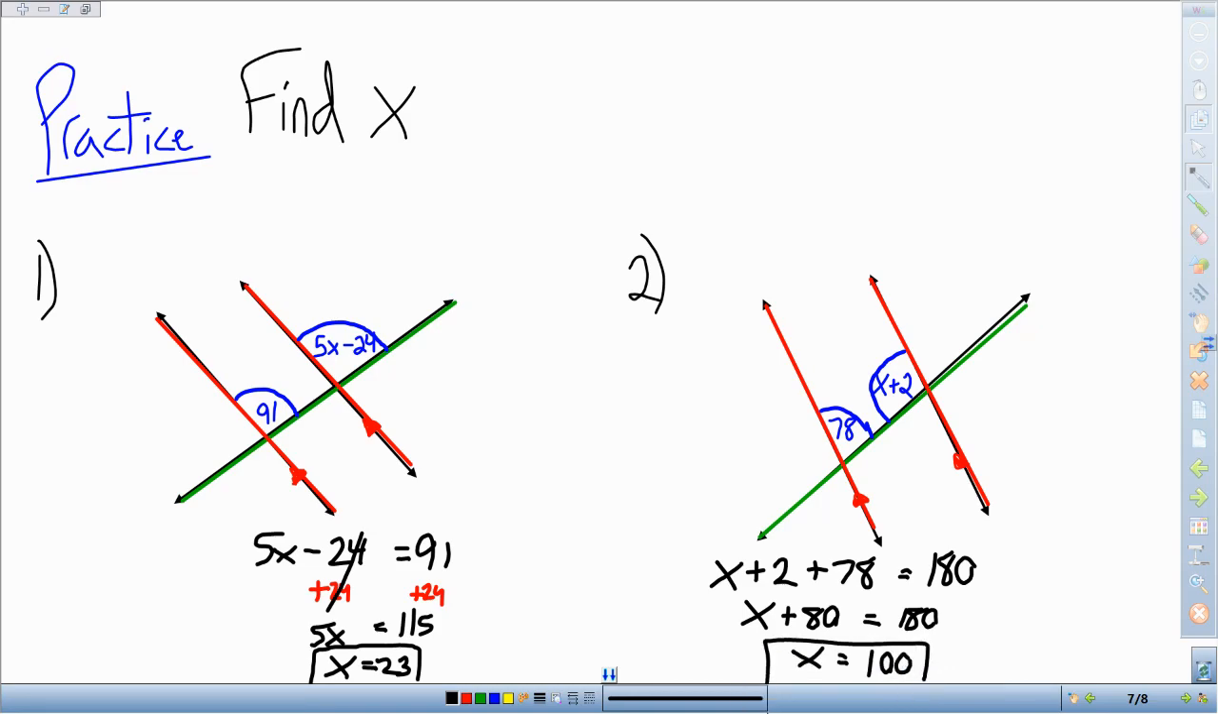Cool, guys. So a lot of the stuff we've been learning the last chapter or so is coming together in this lesson. It's a good one. Hopefully you're starting to get comfortable identifying these pairs of angles and using some algebra to solve for x.